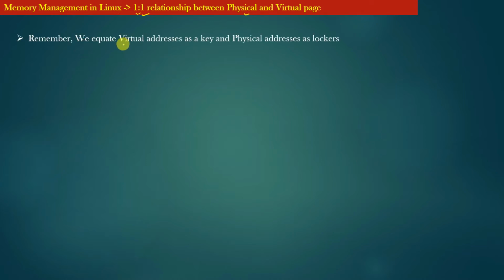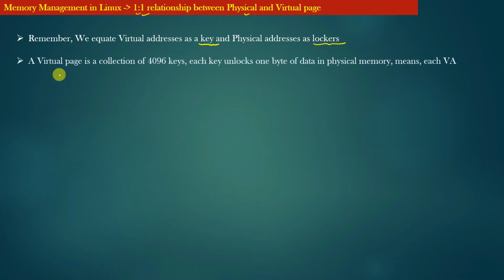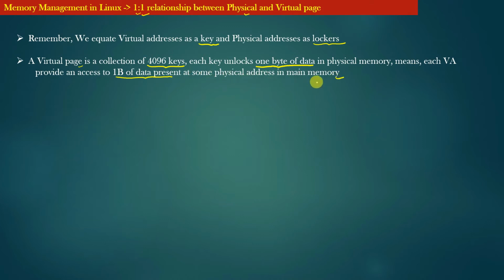So remember, we equate virtual addresses as keys and physical addresses as lockers which have some data in it. A virtual page is a collection of 4096 keys, right? Why? Because we already know that the number of virtual addresses in one virtual page is 2 raised to the power 12, which is 4096. And each of these keys unlocks 1 byte of data in physical memory, which means that each virtual address provides an access to 1 byte of data present at some physical address in main memory.